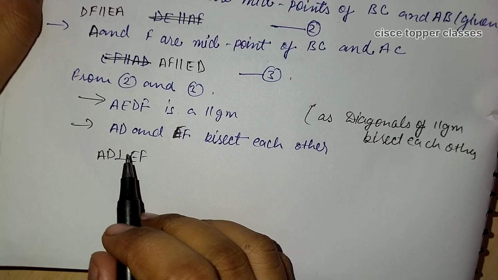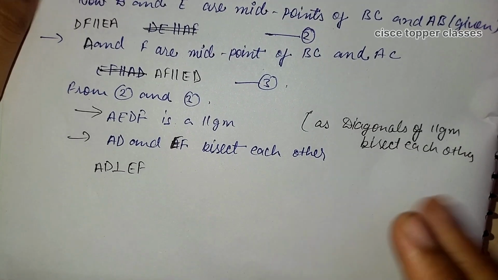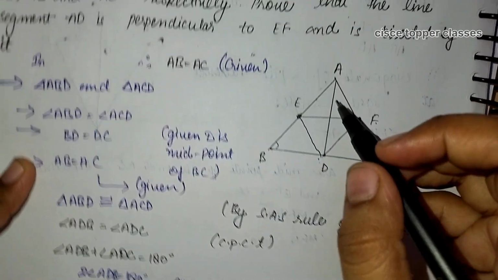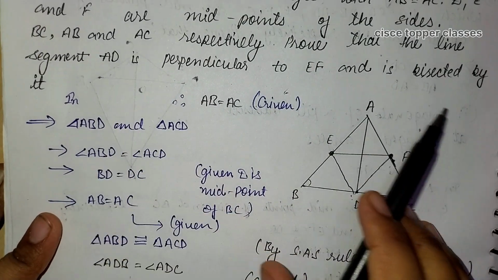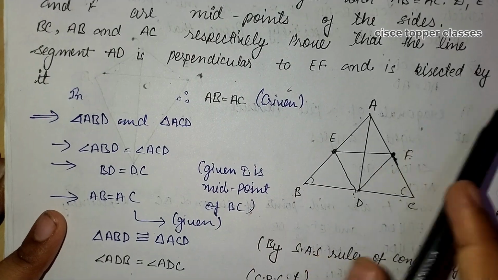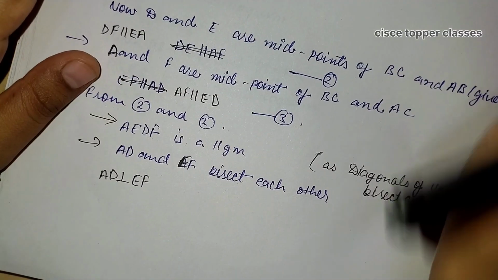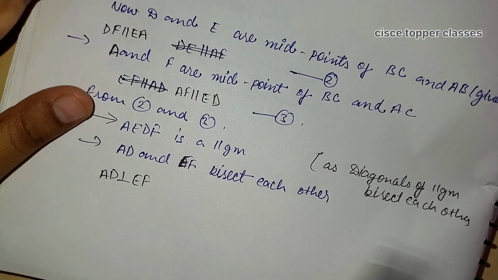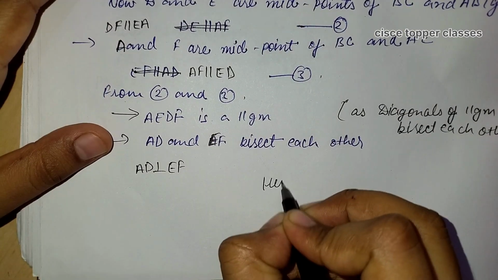we can simply see that AD and EF bisect each other. We have to prove that AD is perpendicular to EF and is bisected by it. Hence from here we can see that AD is perpendicular to EF, hence proved.